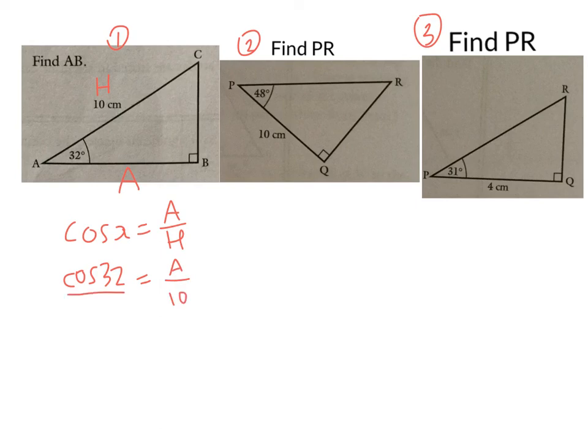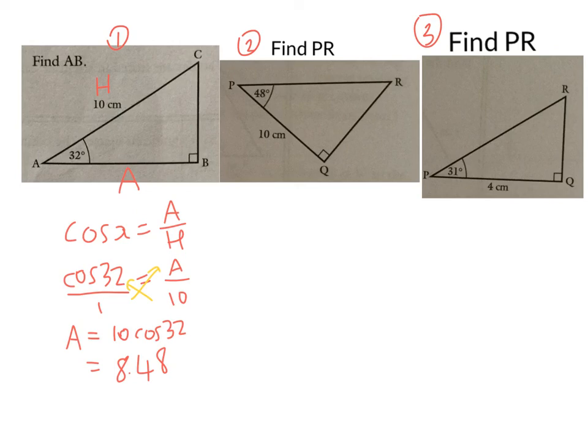To solve and find the adjacent, we write it as a fraction equal to a fraction, so we can cross multiply. When we cross multiply, we get that a times 1, which is a, equals 10 times cos 32. We can just write that as 10 cos 32. In your calculator, that gives you 8.48.